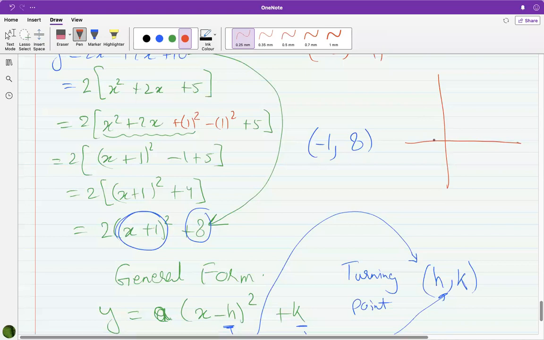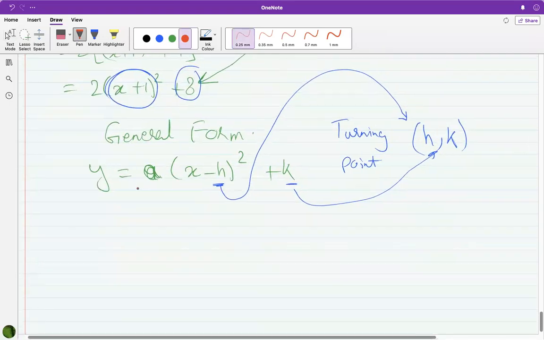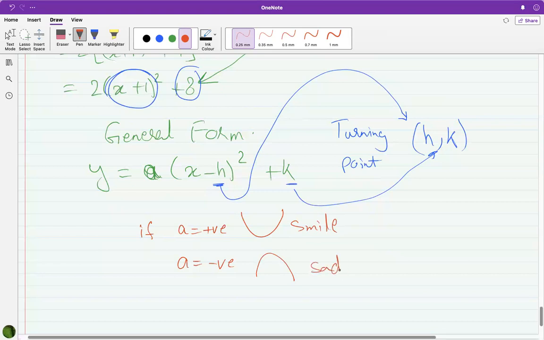Minus x on the left-hand side, positive 8 goes up. So this is minus 1 comma 8. The other thing: if a is positive, it is a smiley face. If a is negative, it is a sad face. Just to remember, positive people smile, and negative people are sad.